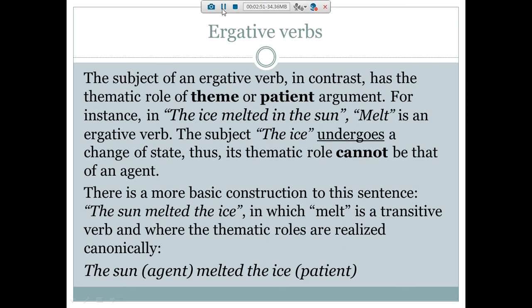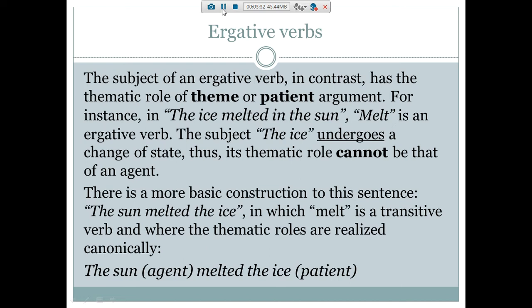Ergative verbs. The subject of an ergative verb, in contrast, has the thematic role of theme or patient argument. For instance, in the ice melted in the sun, melt is an ergative verb. Why? Because the syntactic subject, the ice, undergoes a change of state. Thus, its thematic role cannot be that of an agent, because the ice is not doing anything by itself, but it's experiencing or undergoing an event.